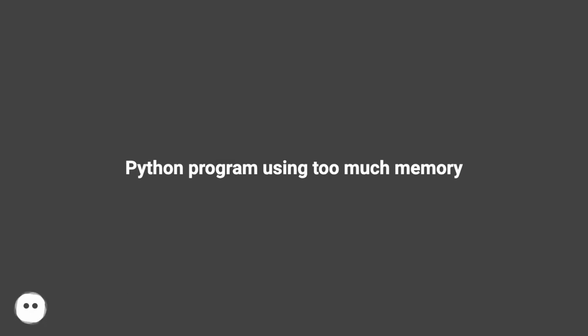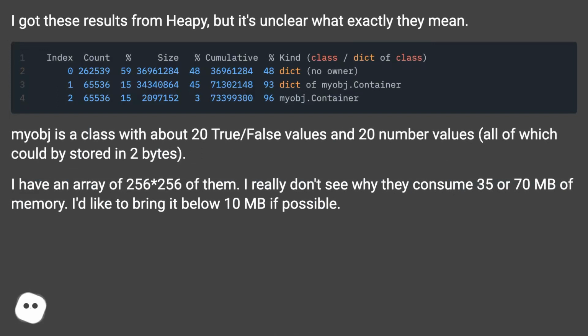Python program using too much memory. I got these results from Heapy, but it's unclear what exactly they mean. MyObj is a class with about 20 true/false values and 20 number values, all of which could be stored in 2 bytes. I have an array of 256 by 256 of them. I really don't see why they consume 35 or 70 MB of memory. I'd like to bring it below 10 MB if possible.